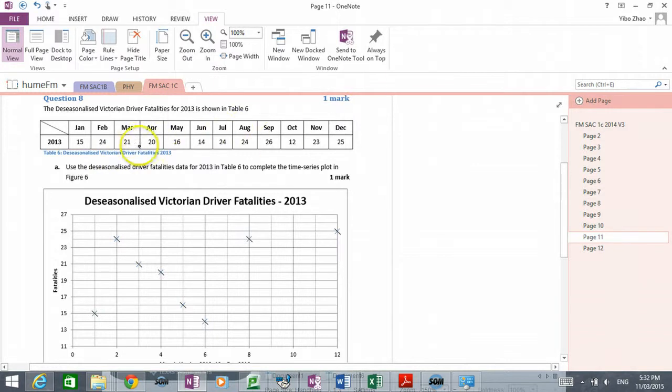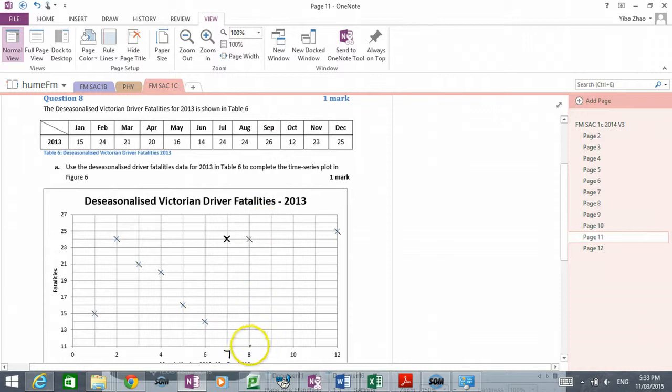When the month is 1, I have 15, that's good. The second month, third, fourth, fifth, sixth, I'm missing the seventh month, which is July, which is 24. So in July, when it's 7, I have to go up to 24, which is here. That's what you get.